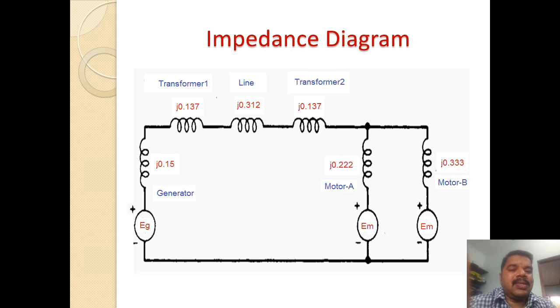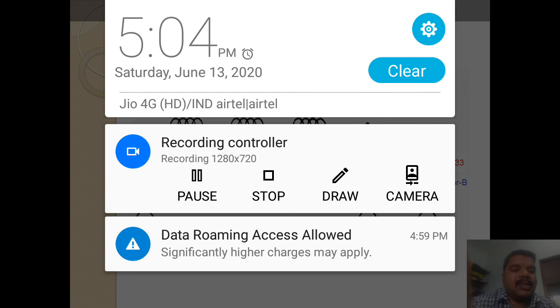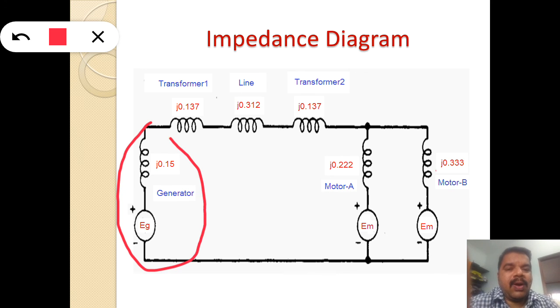For the generator, what is the equivalent circuit? We have to draw all of them as reactances. For the generator, we draw one voltage source in series with the reactance. That is for the generator component. For the respective reactance, the voltage source value we have to mention as EG.